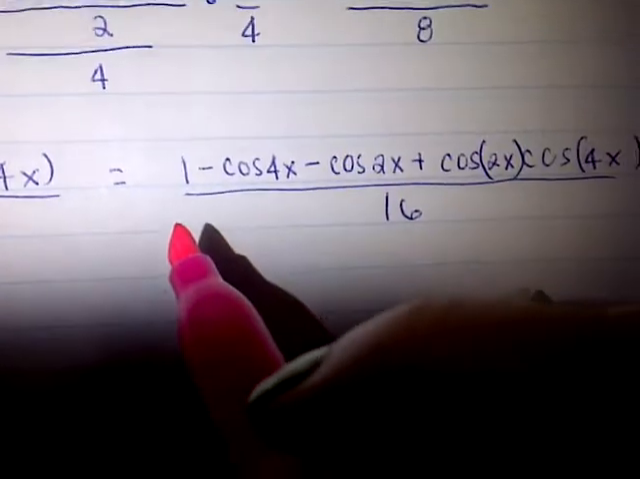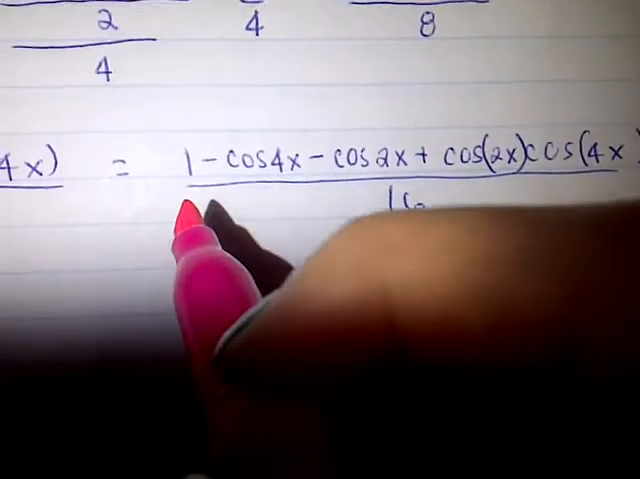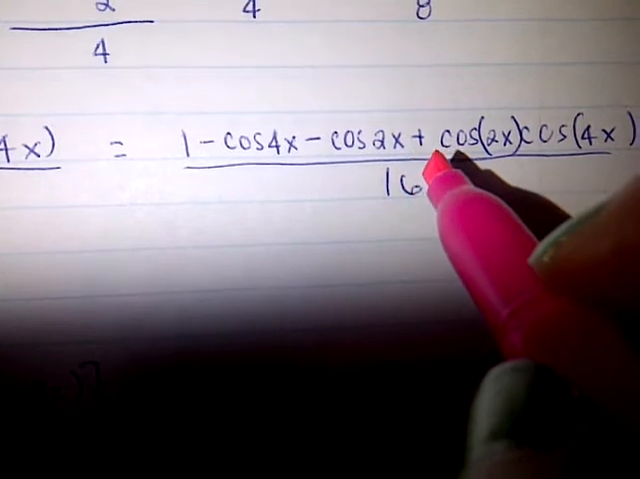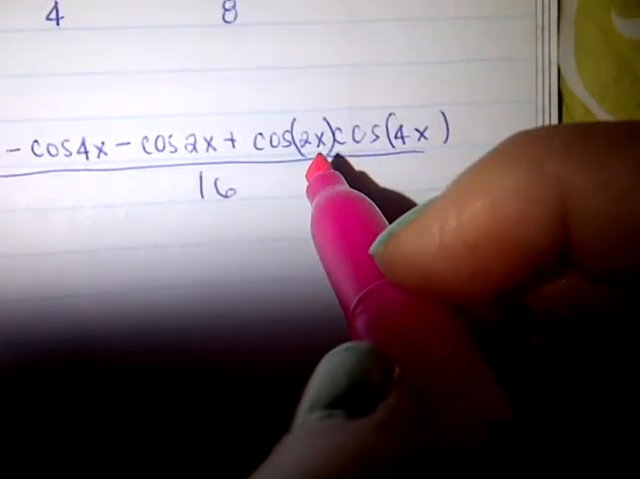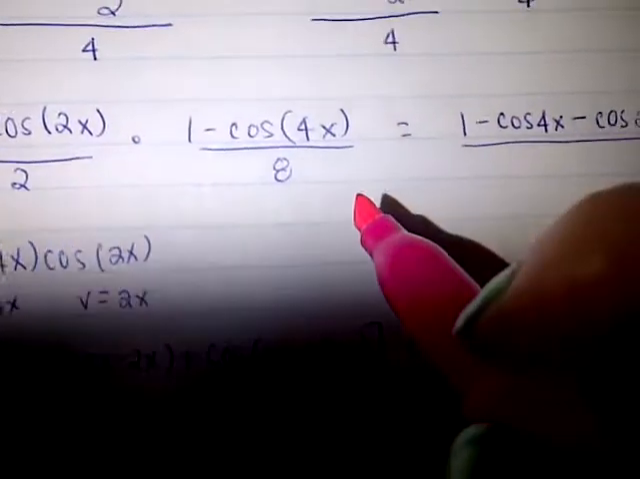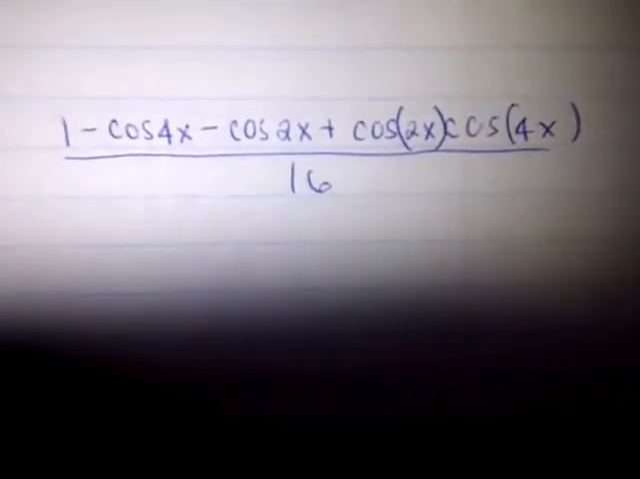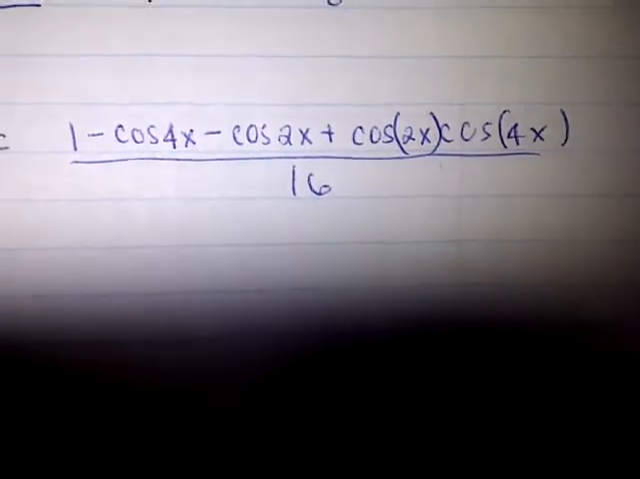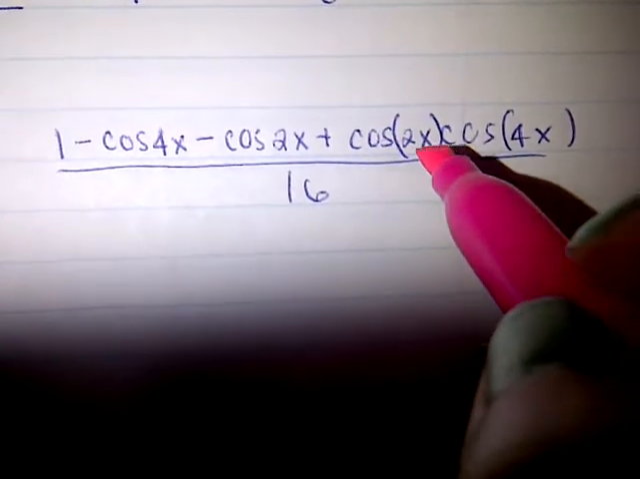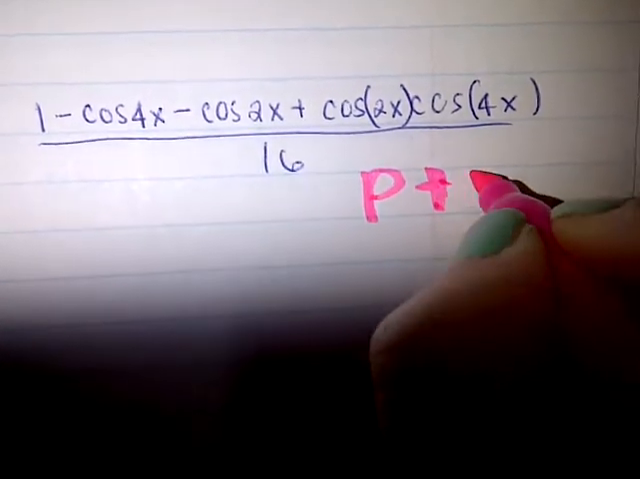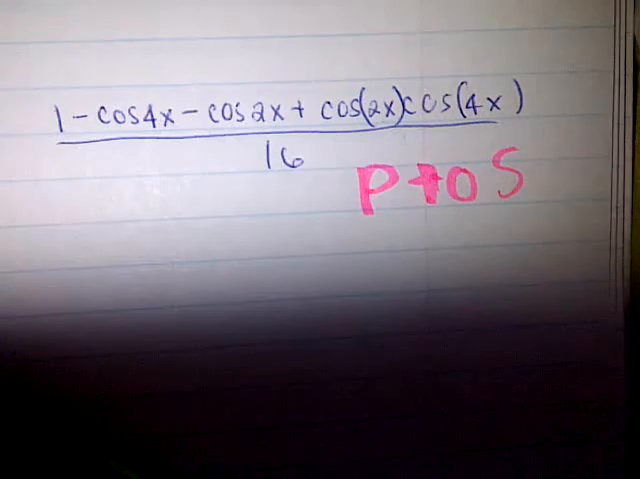So the numerator, again, you will have to FOIL. So it's going to be this big mess right here. So it's going to be 1 minus cosine 4x minus cosine 2x plus cosine 2x times cosine 4x, all over 16 when you multiply the denominators. So the next thing you do is you'll notice that the cosine 2x and the cosine 4x is a product to sum formula.